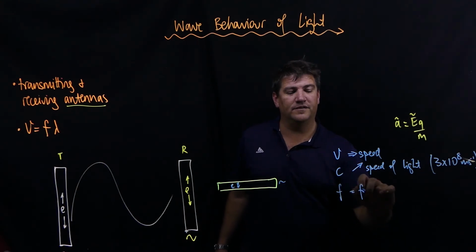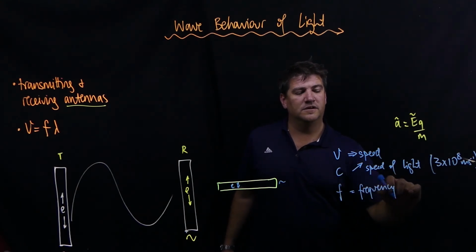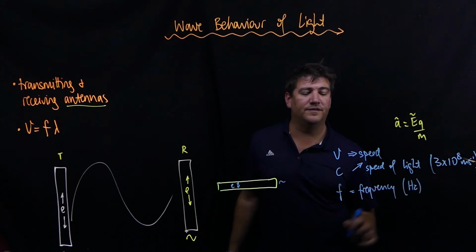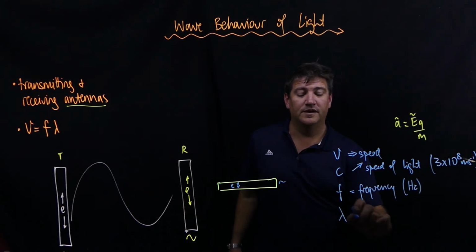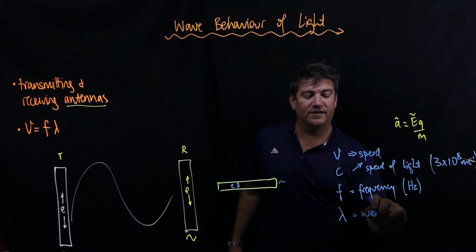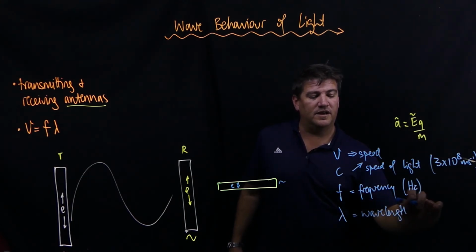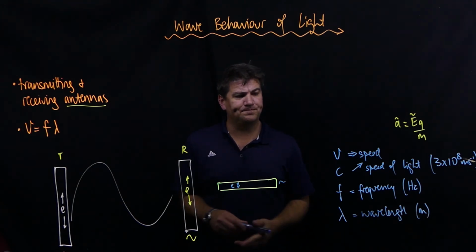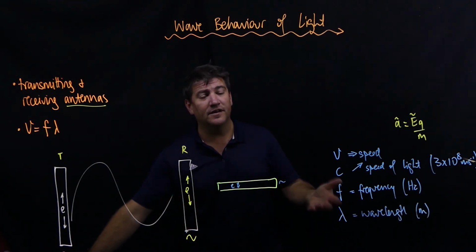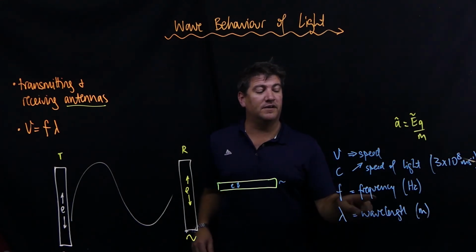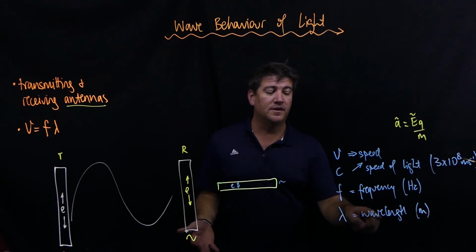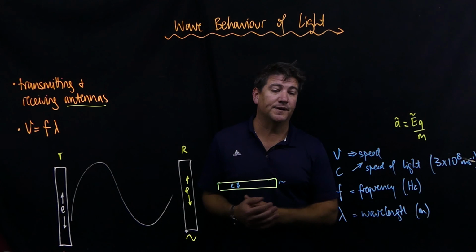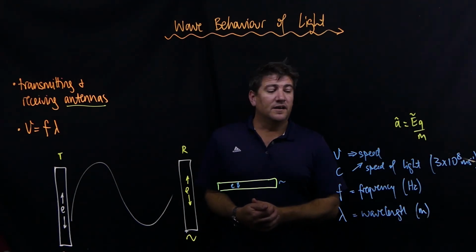f is the frequency, measured in hertz, named after a German guy called Hertz. Wavelength, lambda is the wavelength, and obviously lengths are measured in meters. So you have this, how fast each wave is going depends on how many times it takes a step, multiplied by how big those steps are.